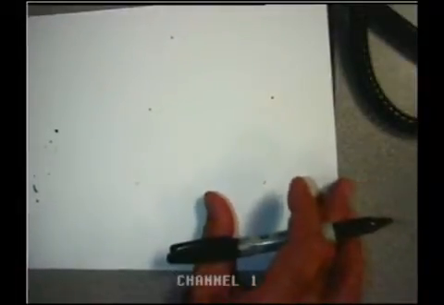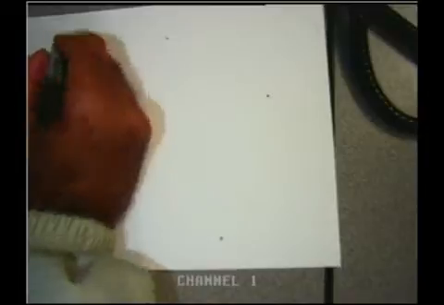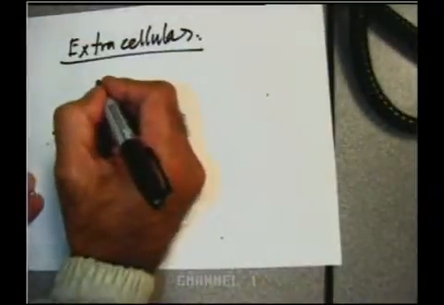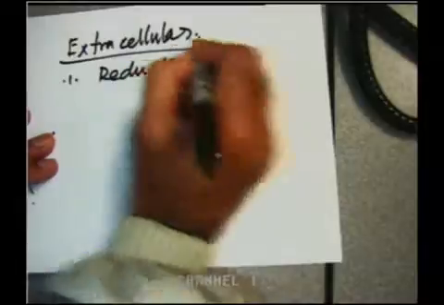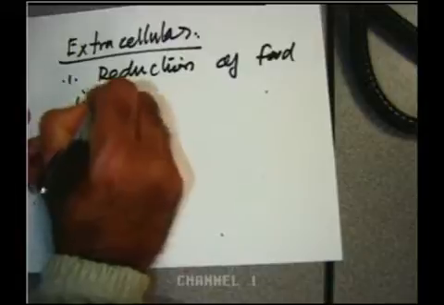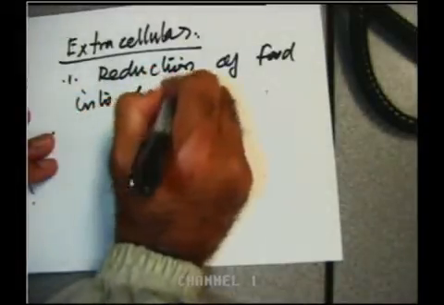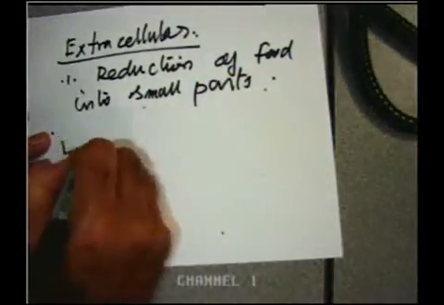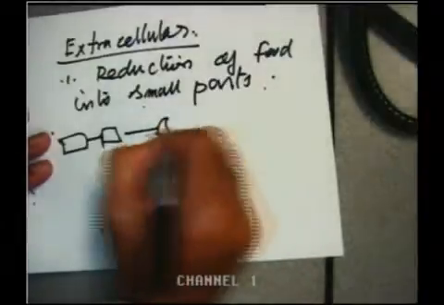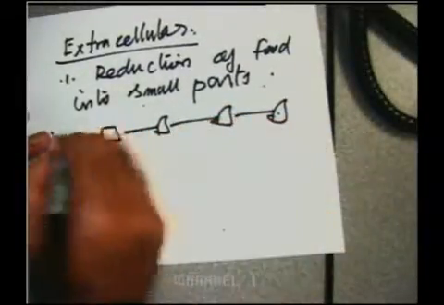Another type of digestion we call extracellular, where food is reduced extracellularly into small parts. For example, if you have a carbohydrate, a complex carbohydrate, a polysaccharide, made of individual sugar units.